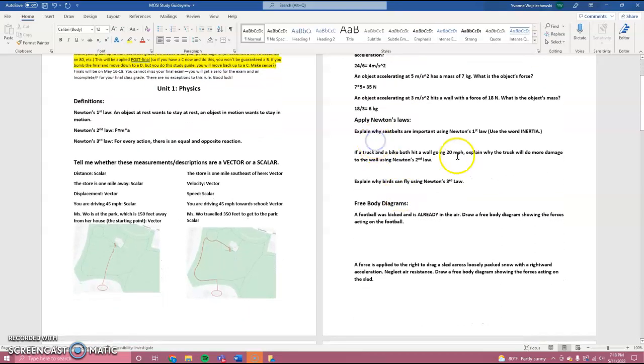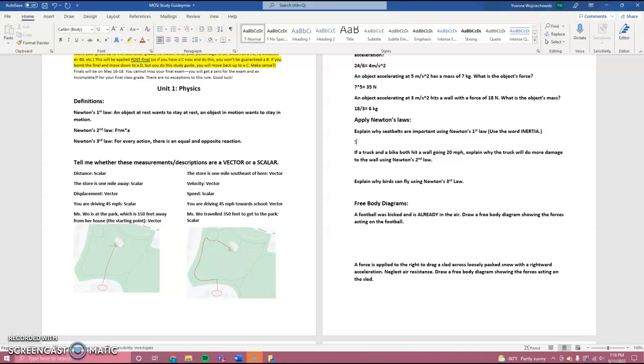So, applying Newton's laws, why are seatbelts important using Newton's first law? When you are in a car, driving at 25 miles an hour, your body is going 25 miles an hour because you're inside the car. If you stop the car, your body wants to stay in motion. It has inertia. It wants to keep going forward. Your seatbelt keeps you from continuing to go forward through the front windshield of your car.